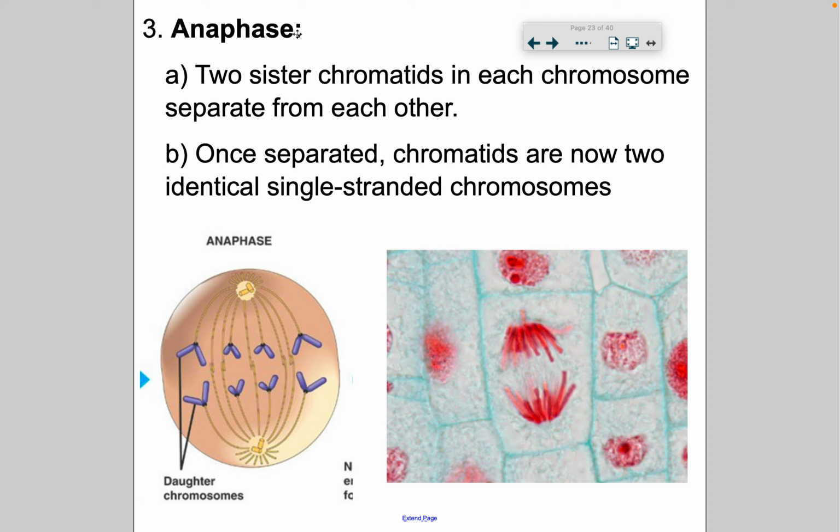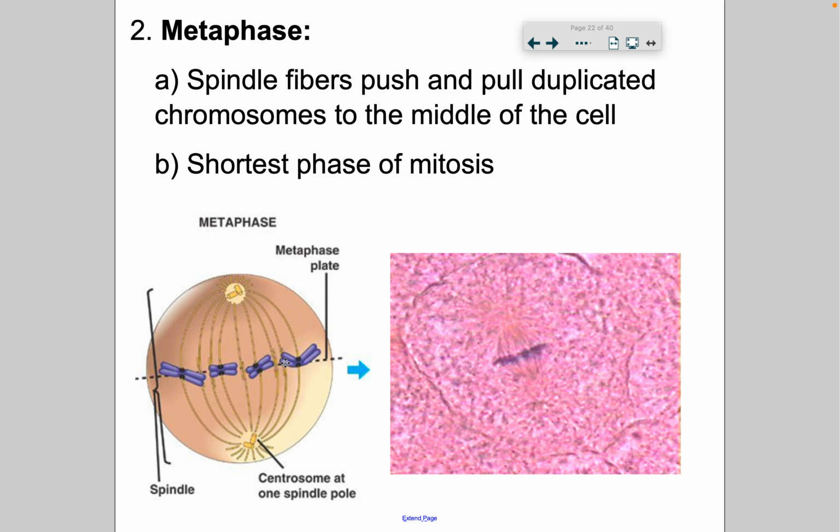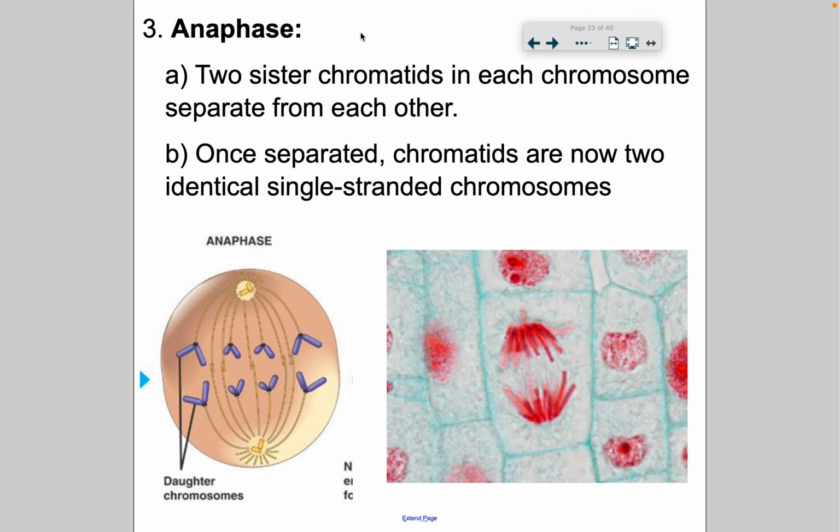The sister chromatids that were held together by the centromere that you see in metaphase are going to be pulled apart from each other. So two sister chromatids in each chromosome separate from each other. And once they're separated, now we just have two identical single-stranded chromosomes.